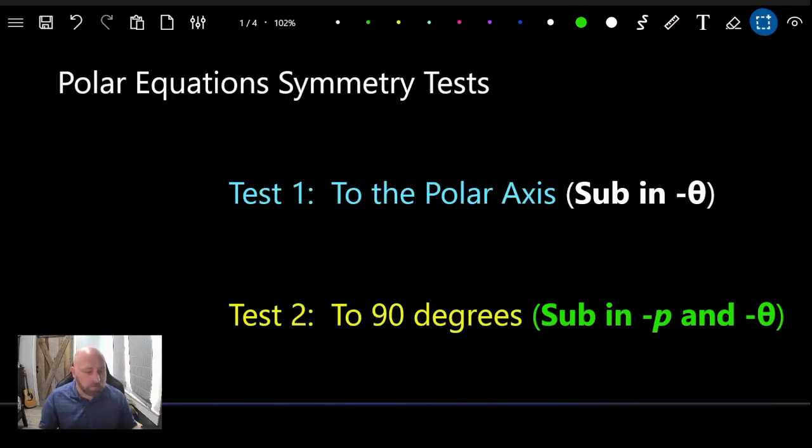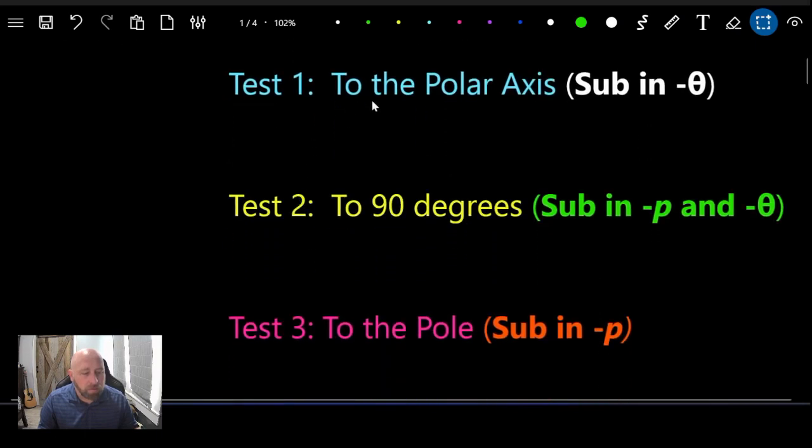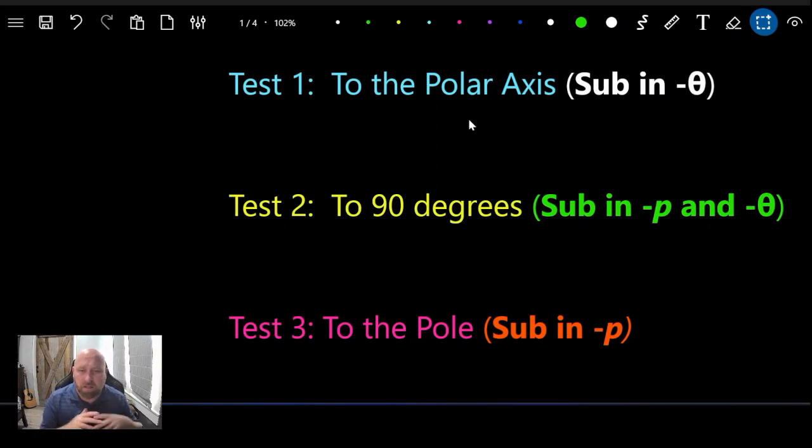Let's look over here at my screen. Polar equations symmetry test. Test number 1. We need to test it to the polar axis. This is actually fairly simple. Again, none of these things in this lesson are like, what's going on here? They're things that should click when I say them. You might not know exactly why, but the math behind this isn't that challenging. So check this out. All we have to do is sub in a negative theta instead of a positive theta. That's it.